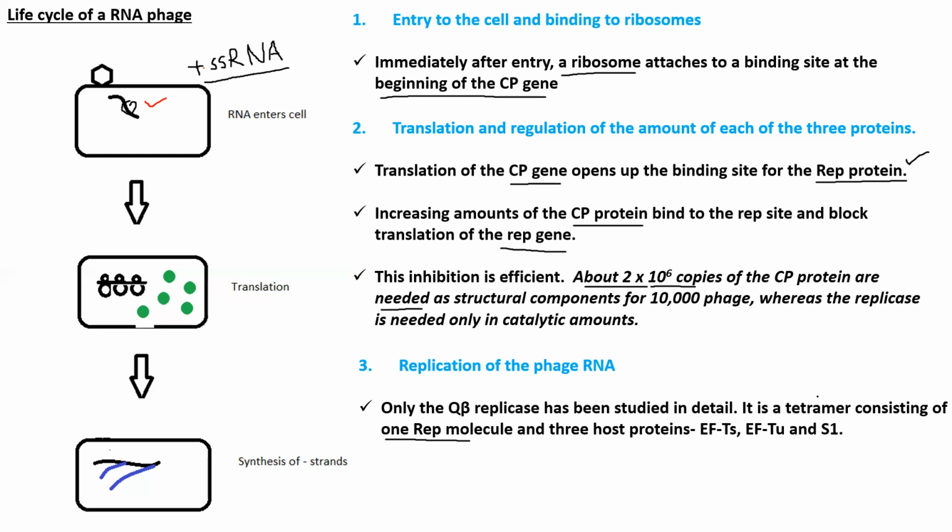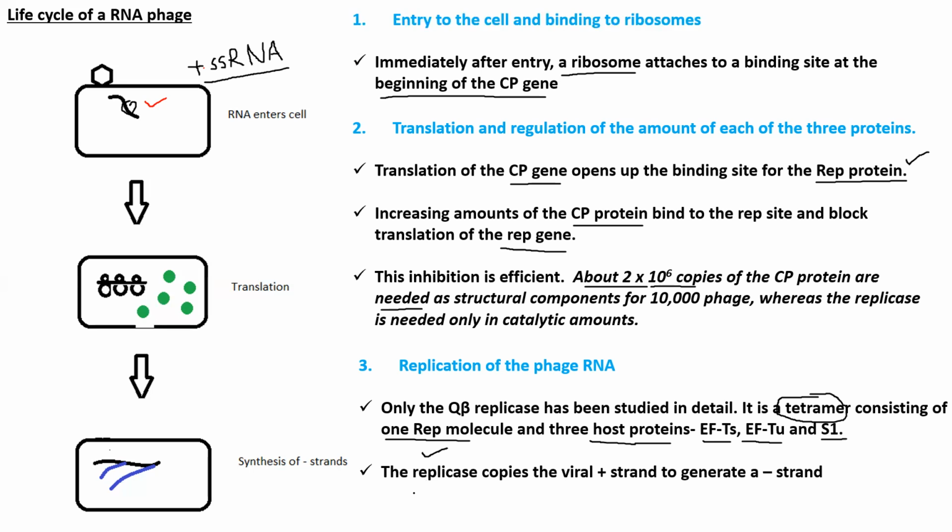When I say tetramer, that means it has 4 subunits. One is rep, which is coded by the phage. The other 3 are the host or E. coli proteins, which are subunits involved in the translation or elongation of protein synthesis: EF-Ts, EF-Tu, and the ribosomal subunit S1. When the rep coded by the phage combines with these host proteins EF-Ts, EF-Tu, and S1, you get the complete replicase, or the RdRp, and the replicase copies the plus strand to generate a minus strand.